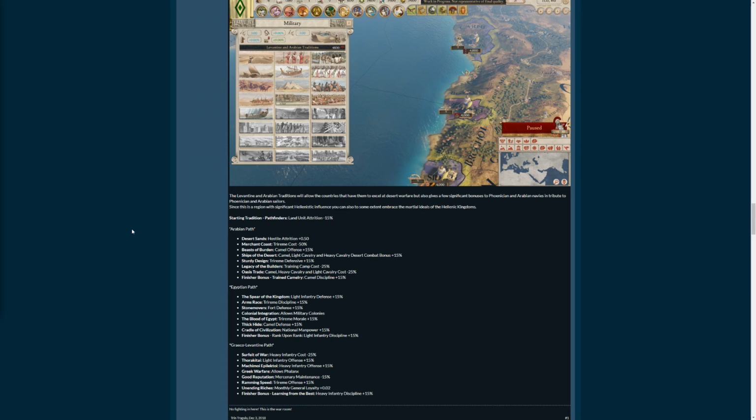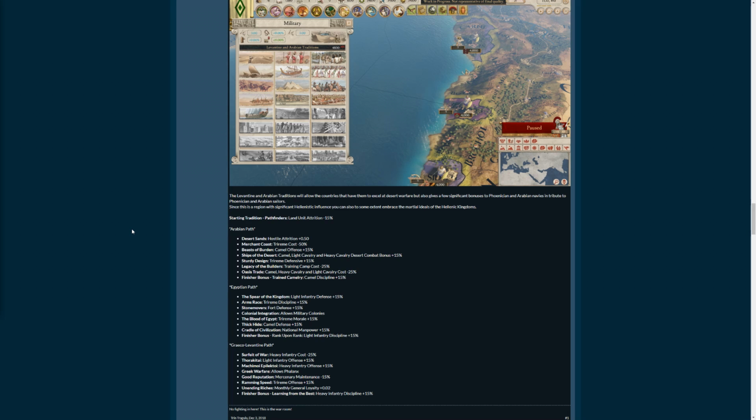Oasis Trade, camel, heavy cav, and light cav cost down 25%, and the finisher bonus of Trained Cavalry, camel discipline plus 15%. So your camels, your triremes, and your cavalry at large will be very good if you go with the Arabian path.